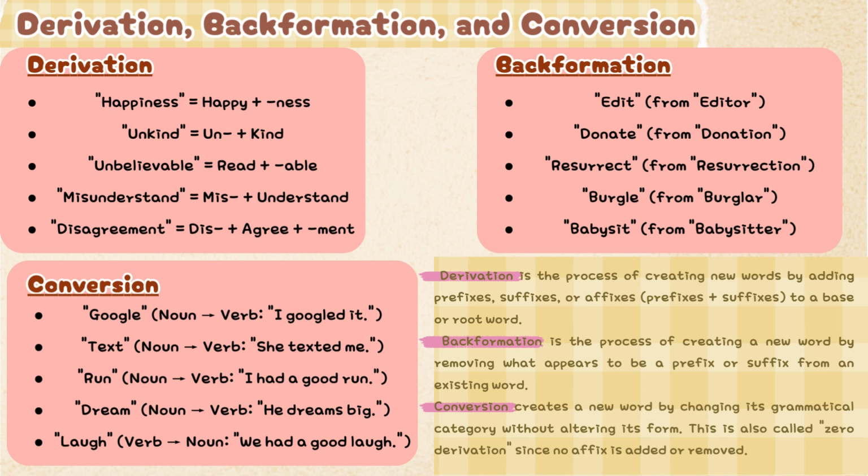Finally, conversion, also called zero derivation, is a process whereby a word's grammatical category is changed without its form being modified. Thus, the noun Google becomes the verb to Google, and the noun dream becomes the verb to dream. Similarly, the verb laugh can be converted into the noun a laugh. This is distinctive because it does not involve any prefixes or suffixes. These three processes show how creative and adaptable language is in meeting new communication needs.